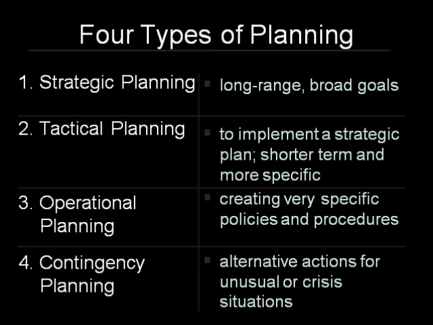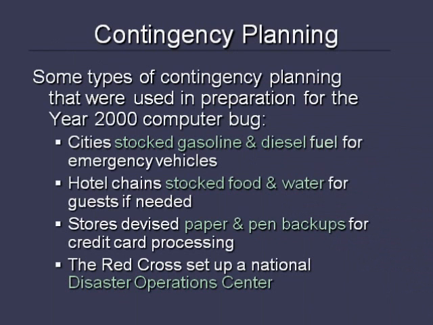Contingency plans are usually made up as you go along. These are decisions that leaders make to deal with an unusual or crisis situation. Near the end of 1999, you could see lots of industries gearing up for the Y2K computer bug. That is an example of contingency planning.